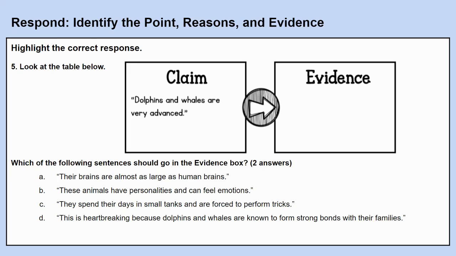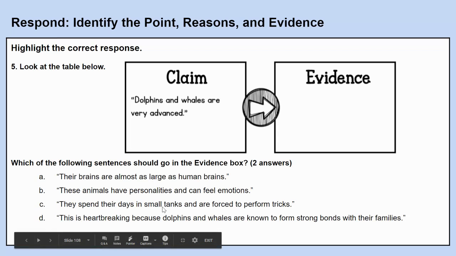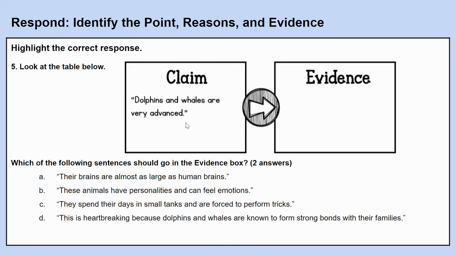In question 5, they provided you with a claim. Dolphins and whales are very advanced. You're going to find 2 pieces of evidence to support this claim. So you're going to highlight 2 pieces of evidence to support that dolphins and whales are very advanced.